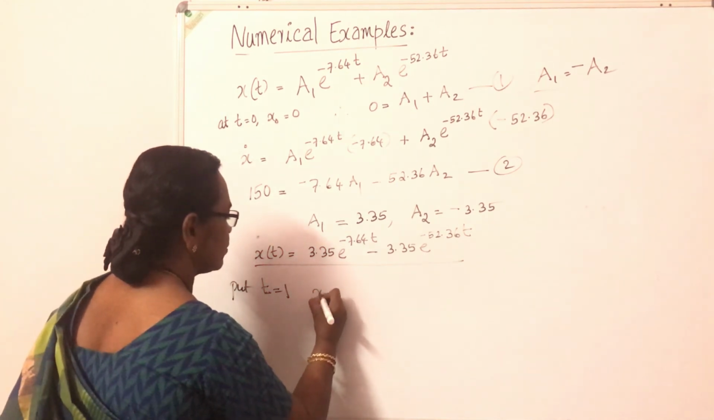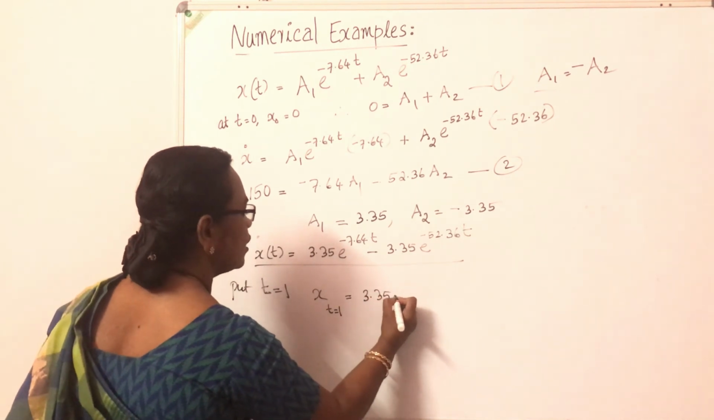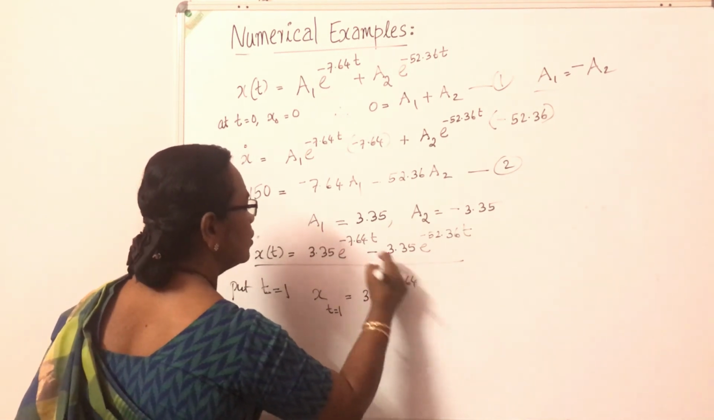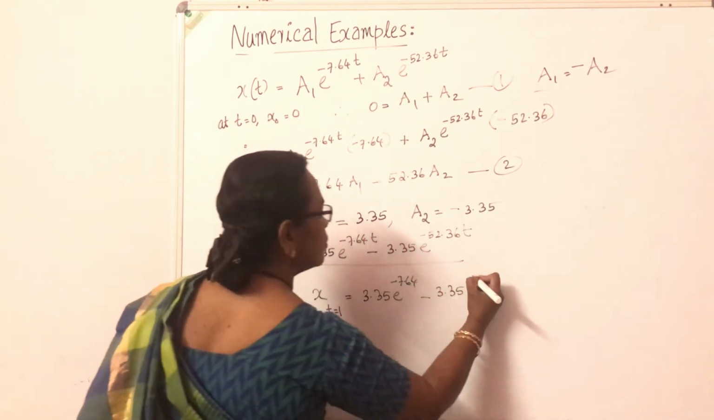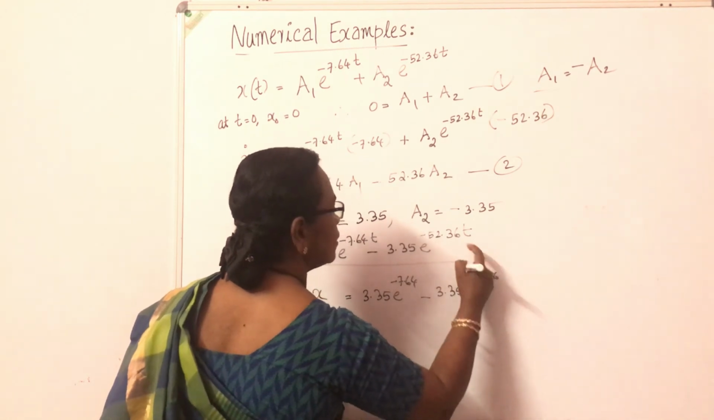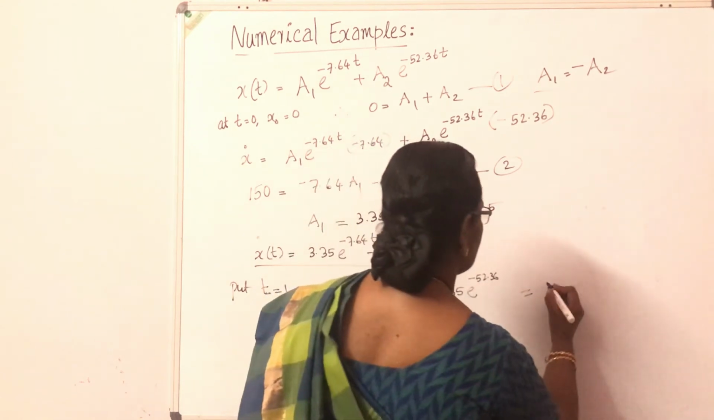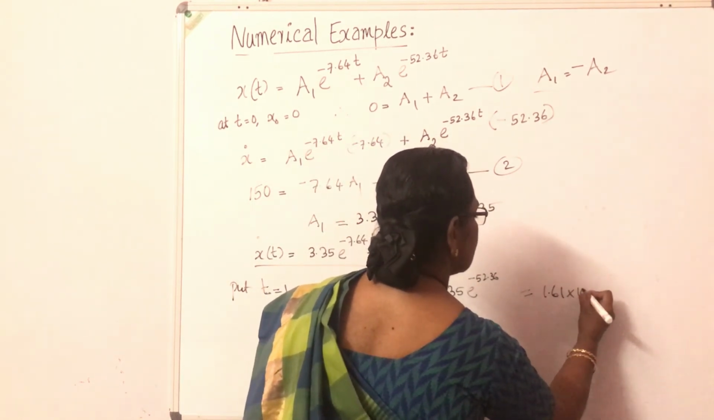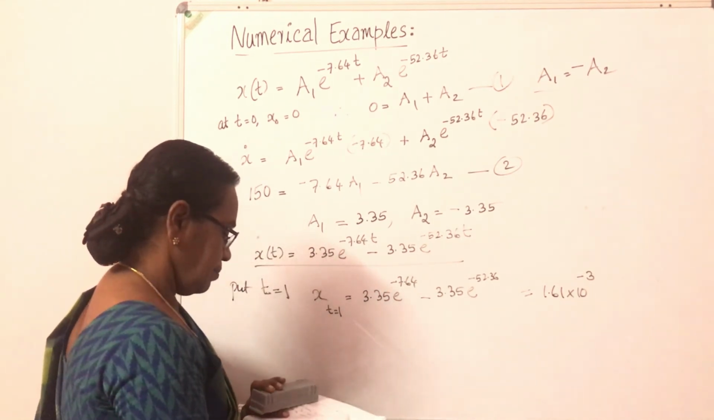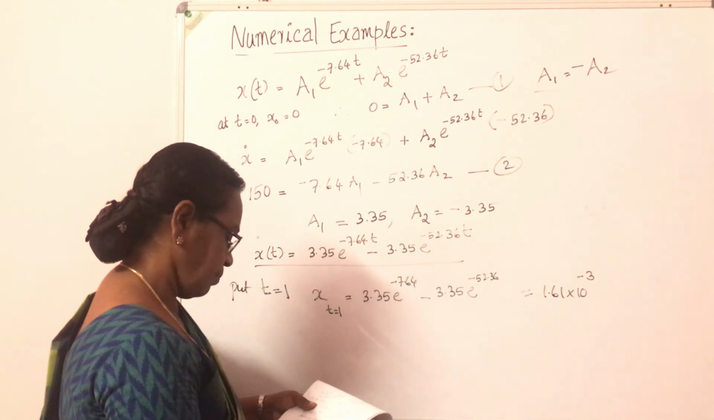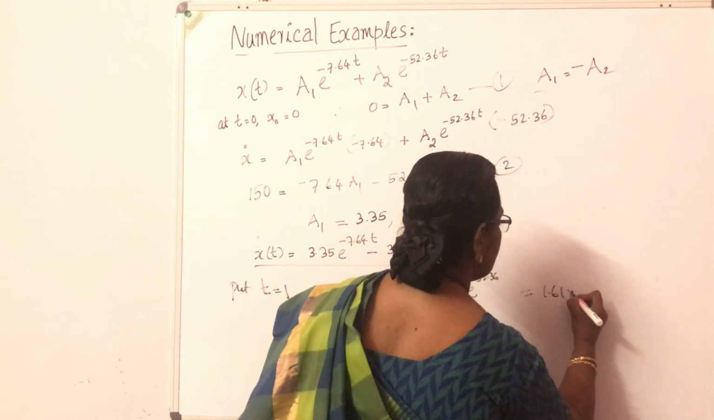We will get x when t is equal to 1 is equal to 3.35 e raised to minus 7.64 into 1 minus 3.35 e raised to minus 52.36 into 1, and it will work out to 1.61 into 10 raised to minus 3. Here the velocity is given in millimeter per second, so we will get the answer as 1.61 millimeter.